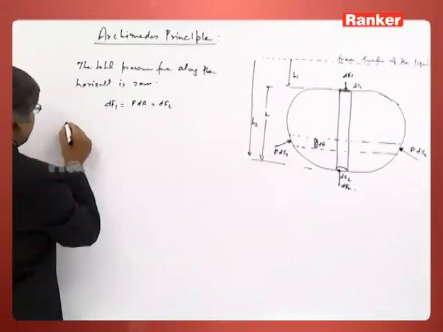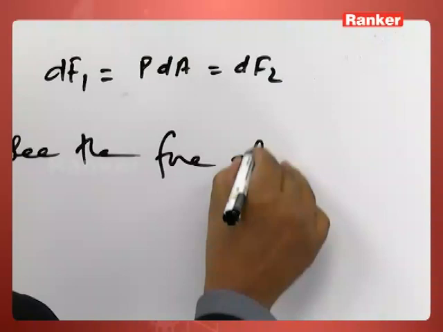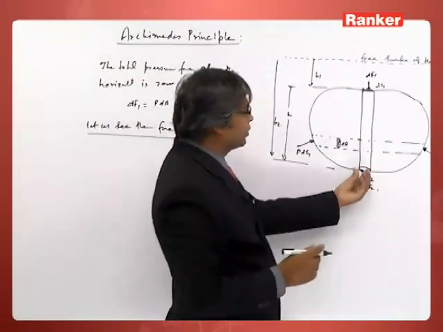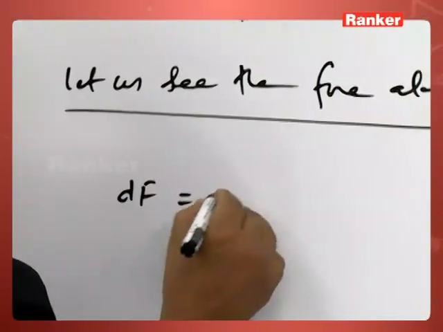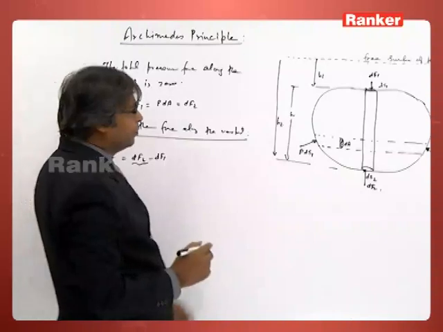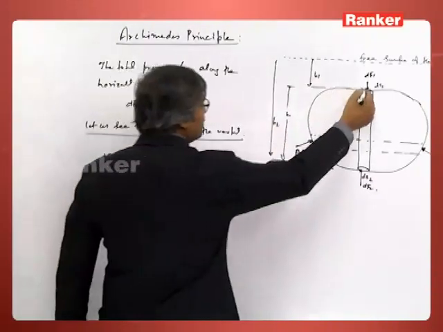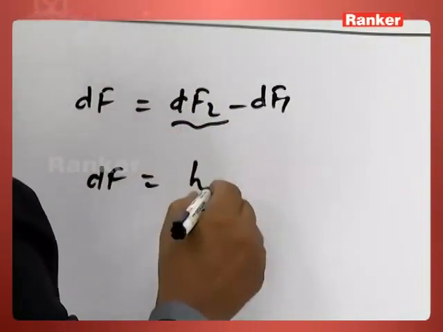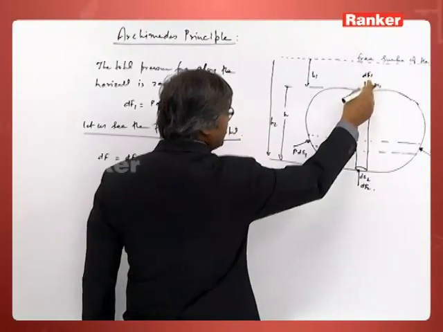Now let us see the net pressure force along the vertical. This is the pressure force dF2 and dF1. Let the total force dF be represented as dF2 minus dF1, as they are in different directions. So what is dF2? What is the pressure force here? It is that pressure into ds1, that pressure is H1 rho g, into ds1, that projected area.